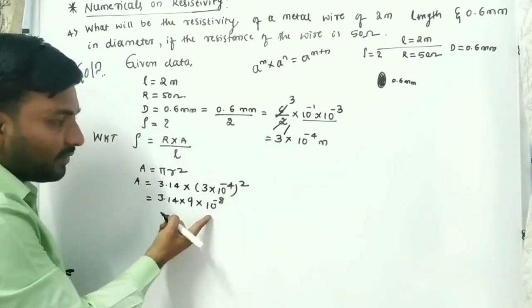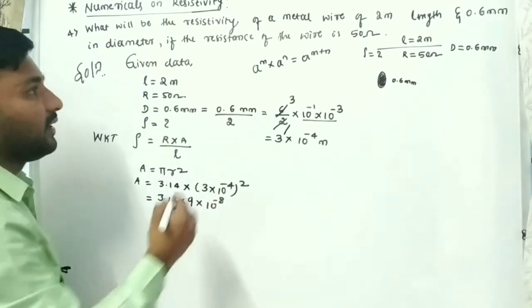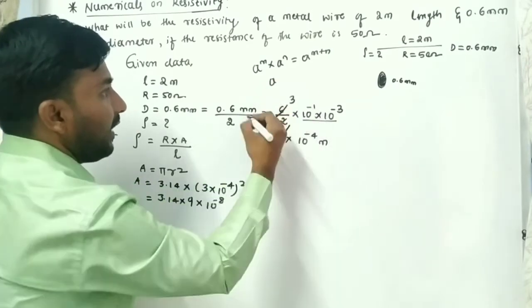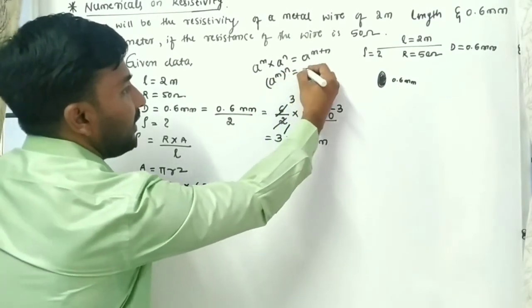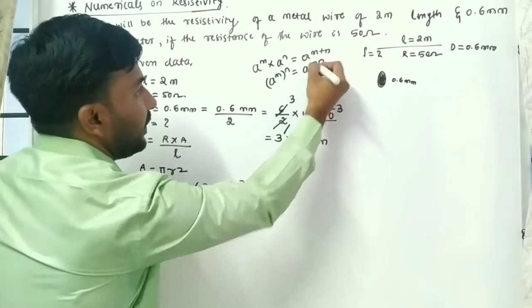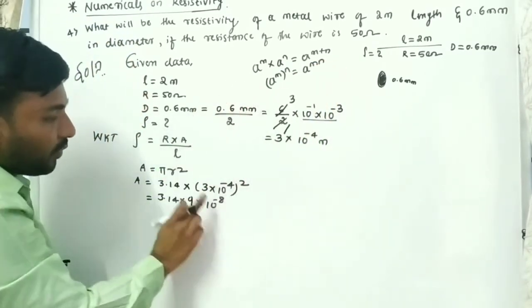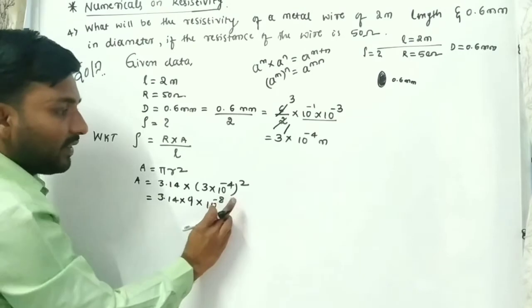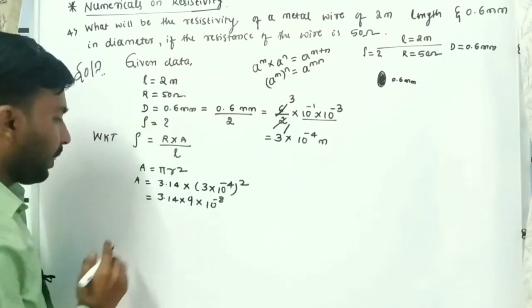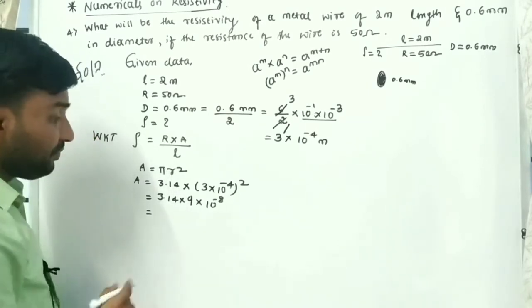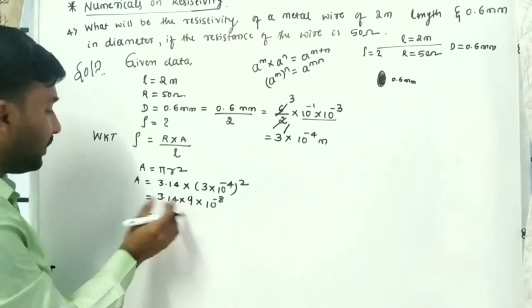How have I taken this one? According to the law of exponent, a raised to m whole raised to n is equal to a raised to m into n. According to this formula, I have simplified this one, that is 4 into 2 is 8, with the minus sign as it is. Now this is equal to, now multiply these two numbers.